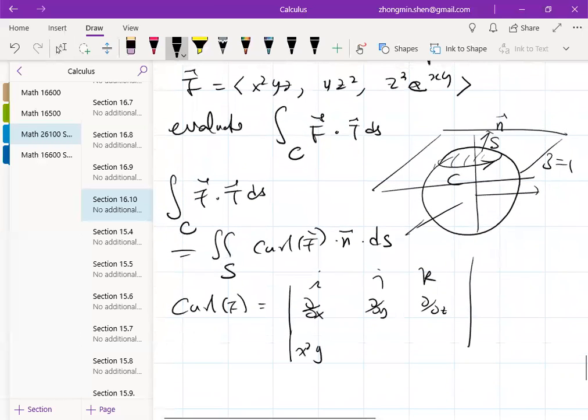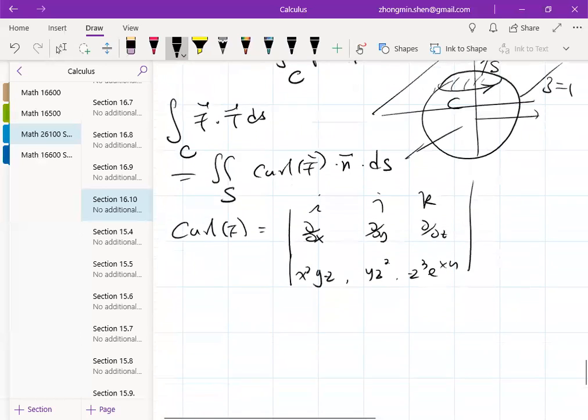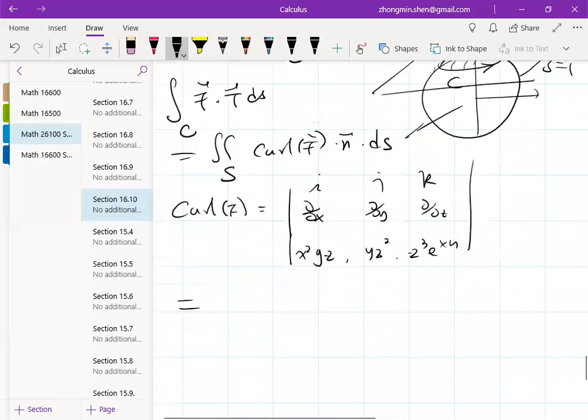And x squared yz squared, and z cubed e to the xy. Whoa, it's too bad. Very complicated. I hope I can complete the computation without mistakes. All right, so what is I? Yeah, let's put I here.